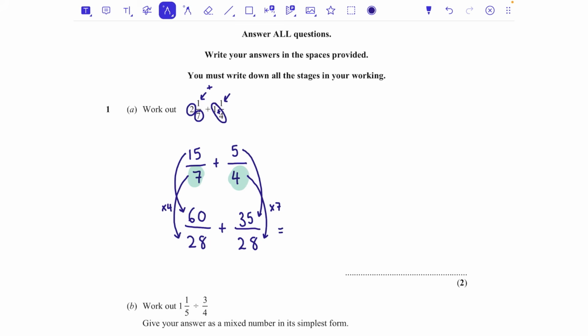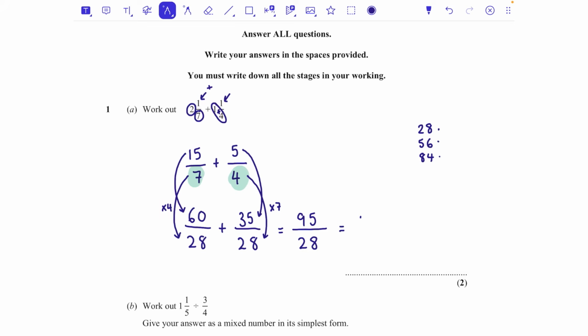Now we can go ahead and add those fractions because the denominators are the same. So we keep it out of 28, don't ever add the bottoms, they stay out of 28. And I've got 60 add 35, so that is 95 out of 28. Now it hasn't said to put it back as a mixed number, so that's absolutely fine, we can leave that answer there. If it did say to give your answer as a mixed number, we would need to say, okay, how many 28s go into 95? So I've got 28, add another 28 is 56, add another 28 is going to be 84. And I wouldn't fit another one in. So I've got 1, 2, 3 times 28 goes into 95.